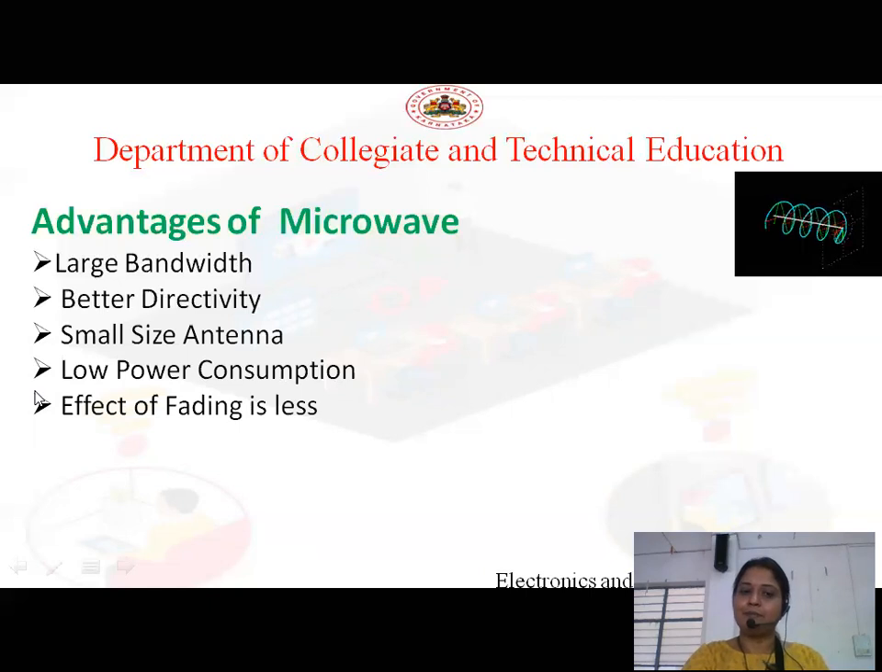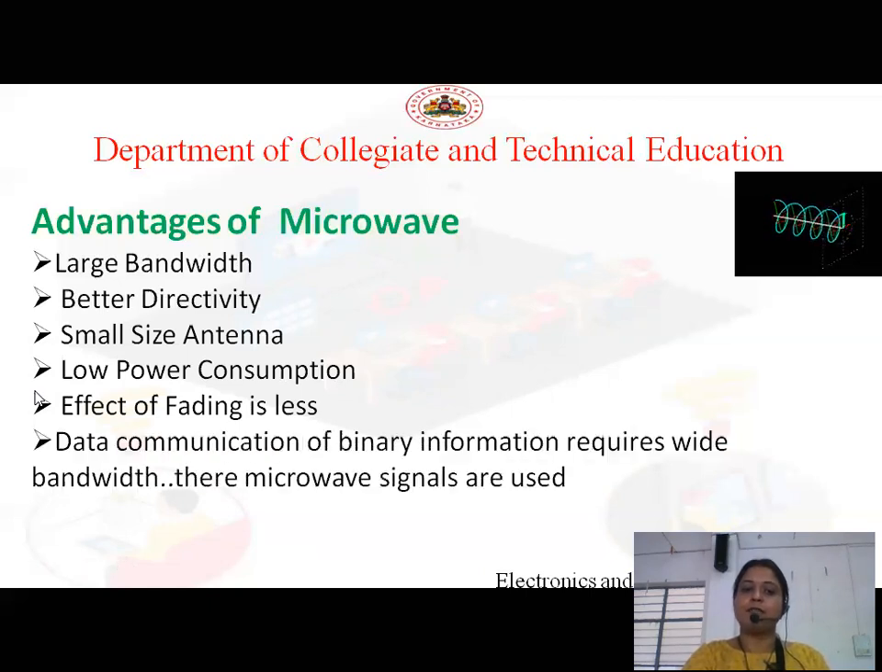Also, in data communication of binary information, for example, communication between two computers, is transmitted in the form of binary, that is zeros and ones. That particular application requires a very wide bandwidth. Therefore, the microwave range is suitable for data communication also.